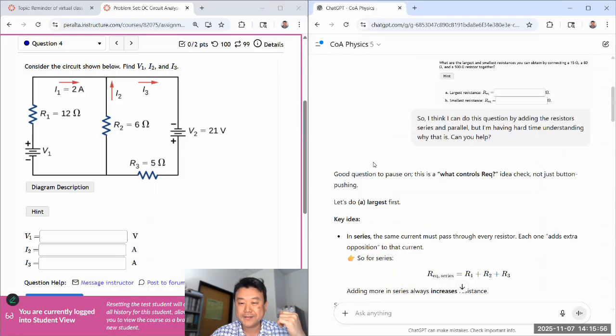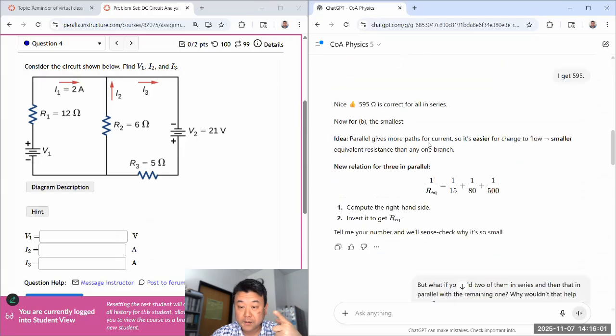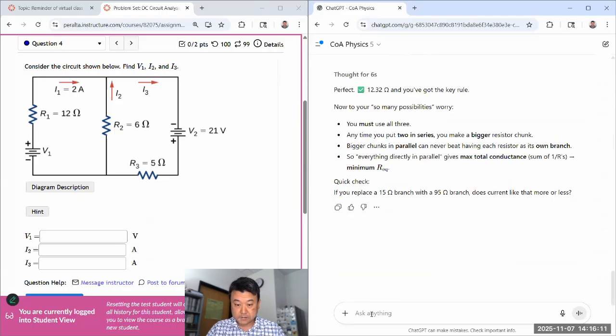The conceptual idea is explained way up front. So in parallel here, more paths. So yeah, the more things you add in parallel, you will always get lower resistance. So, all right, I'll say okay.